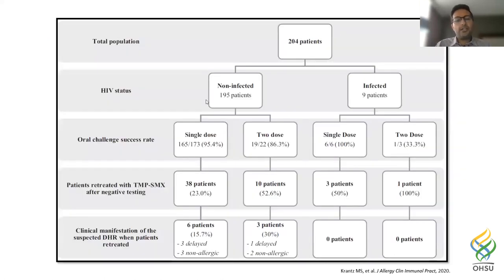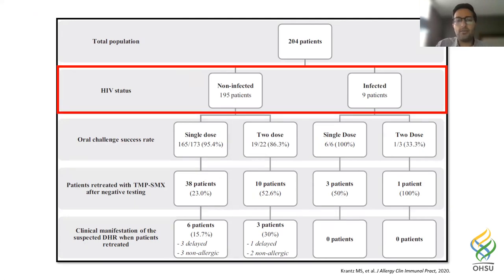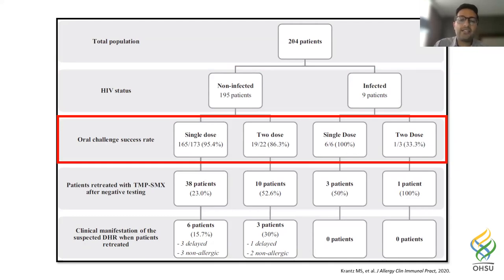So this trial took this a step further and was really looking at, okay, let's take our non-HIV patients and let's just challenge them and see how they do. I think this was a pretty well thought of study. Again, they looked at 204 patients total, how many of them were not negative for HIV. Then they looked at, okay, we're going to give it either a single dose or 2 doses.